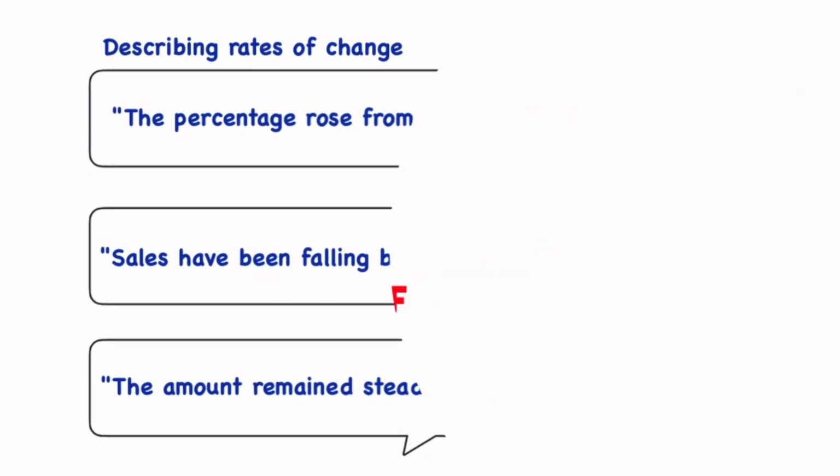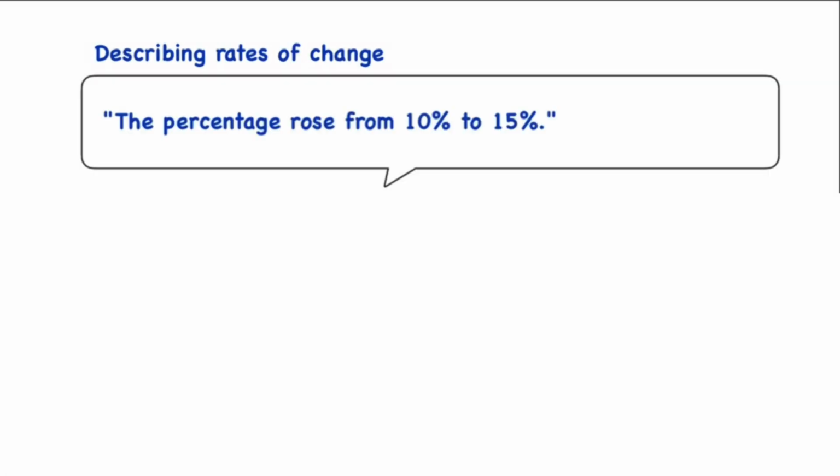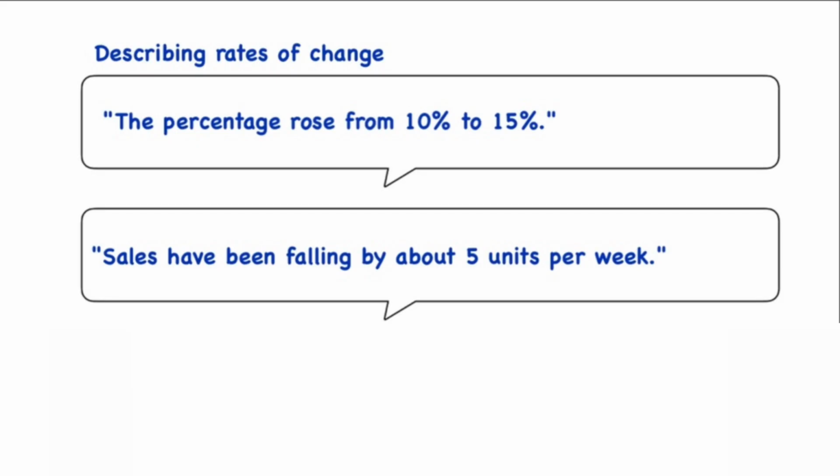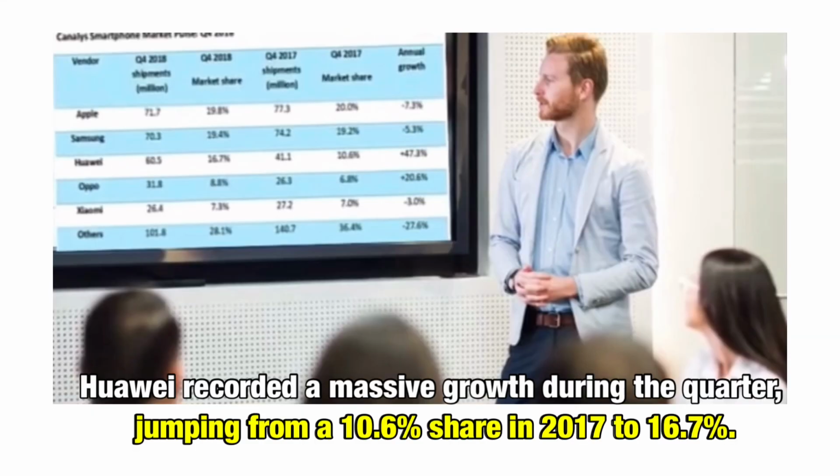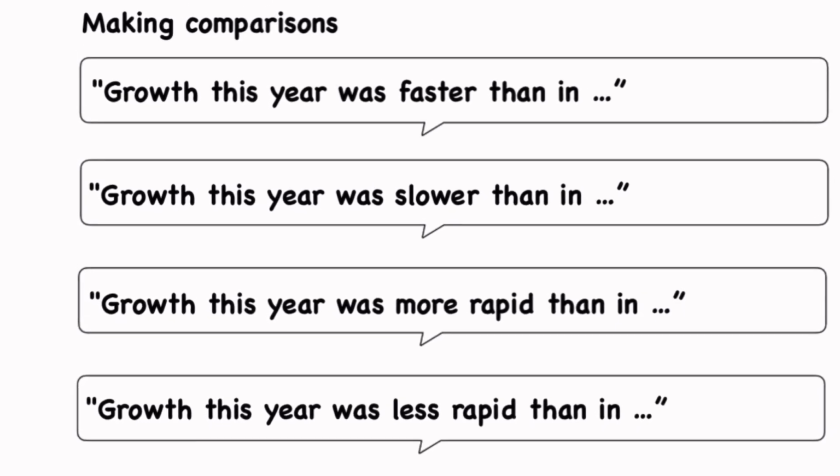Describing rates of change. The percentage rose from 10% to 15%. Sales have been falling by about 5 units per week. The amount remained steady at 234,000. Examples. Huawei recorded a massive growth during the quarter, jumping from a 10.6% share in 2017 to 16.7%.